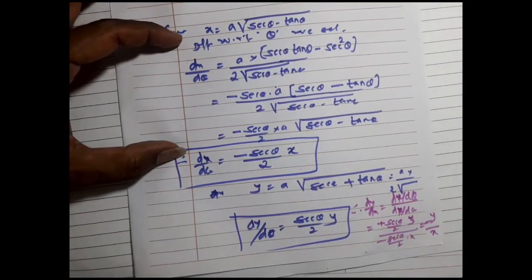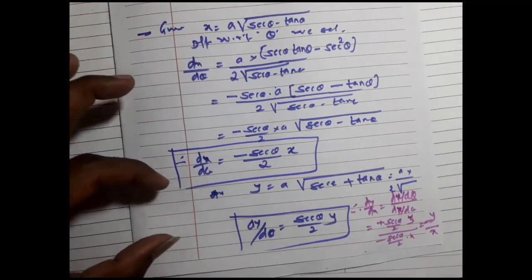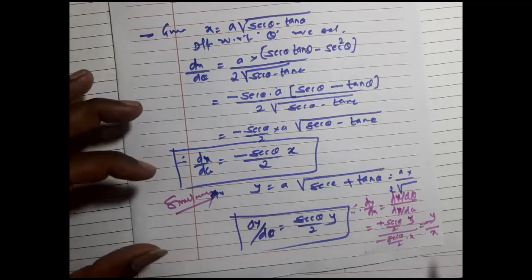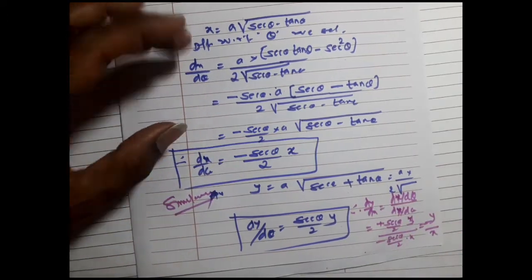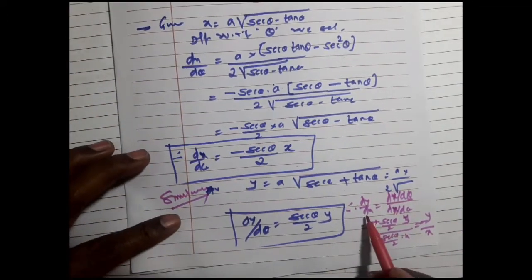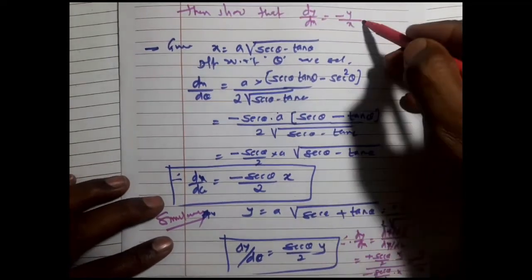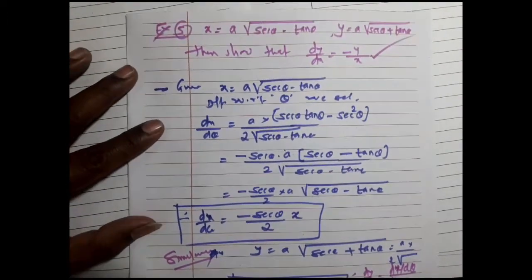So this part if you understood, next part is also simple here. Similarly, for board exam, don't write directly. You understood this step, that's why I have written here. And then dy by dx is dy by d theta upon dx by d theta. Sec theta upon 2 is cancelled. Minus y upon x is the required proof.